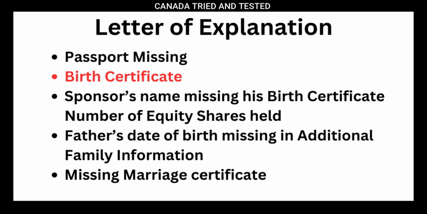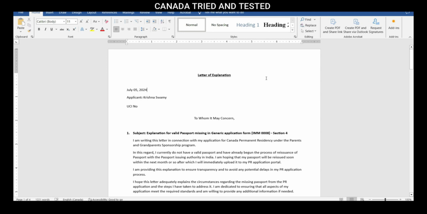In today's video, I will show you how I covered the missing birth certificate explanation. I give a heading like Letter of Explanation. This makes it clear what this document is. Then the date when it is made, and if it is the primary applicant, the name. If it is a secondary applicant, write secondary applicant and then the name. If a UCI number is there, I always make sure to make an entry. If the UCI number is not there and it is getting uploaded with the application, I just leave it blank. And then, To whom it may concern. This is the heading part of it.